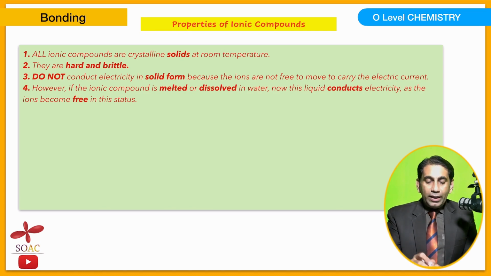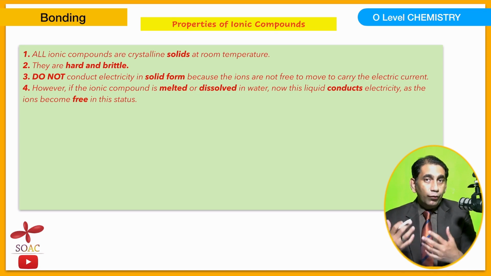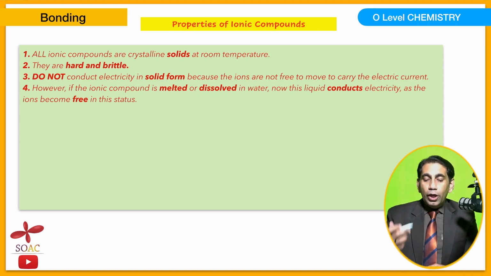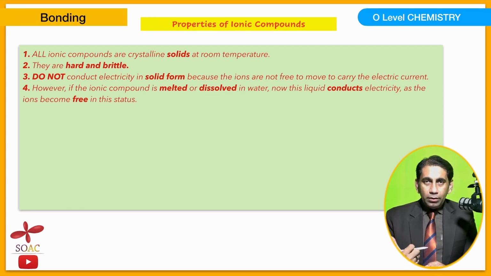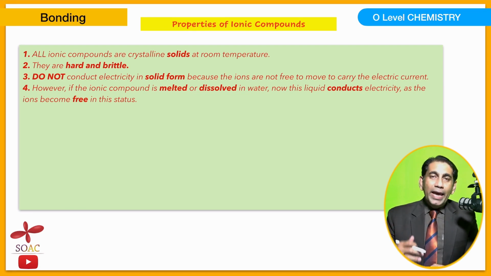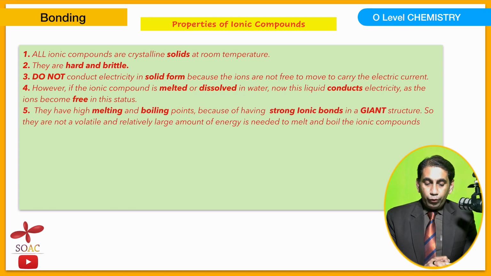However, when they are melted, or if they are water soluble and dissolved into water, then their ions become free and they can move around. They can move in a delocalized way. Now the ions are delocalized. So a molten sample of an ionic compound and an aqueous sample of an ionic compound are good conductors of electricity, and so on. The fifth one is that they have high melting and high boiling points.